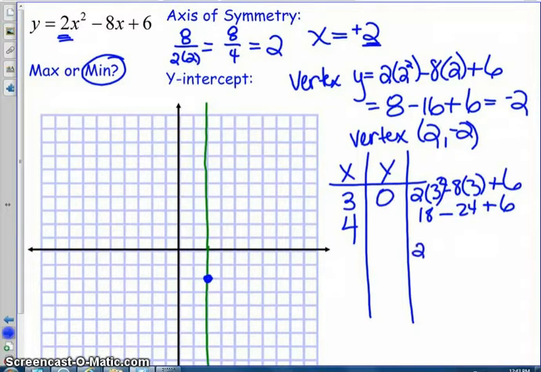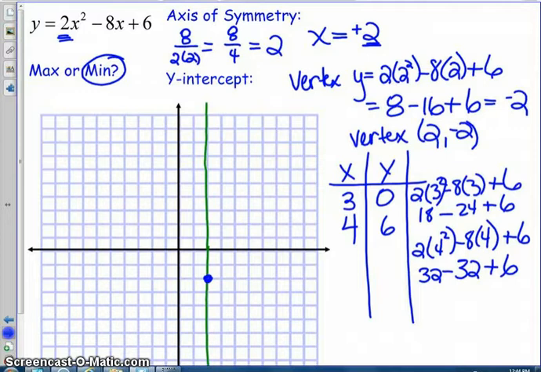When I do 4, let's do 4 down here. 2 times 4 squared minus 8 times 4 plus 6. 2 times 4 squared is 2 times 16. 16 is 32. 8 times 4 is 32. And then we have plus 6. This turns out to be 6. So my other points here were 3 and 0. Here's 3, 0. 4 and 1, 2, 3, 4, 5, 6. 4 and 6. So you can see very quickly how my parabola shapes up. Mirror image on the other side. There's my parabola. So I can graph it pretty quickly when you know the steps.